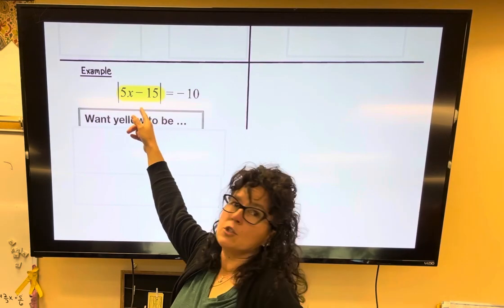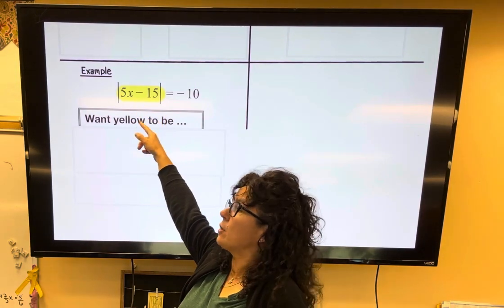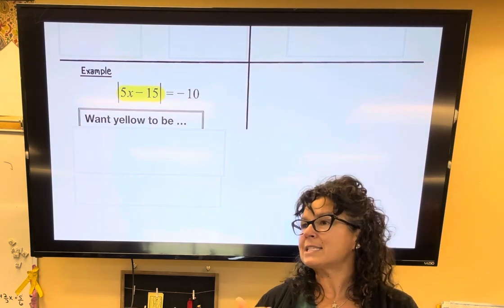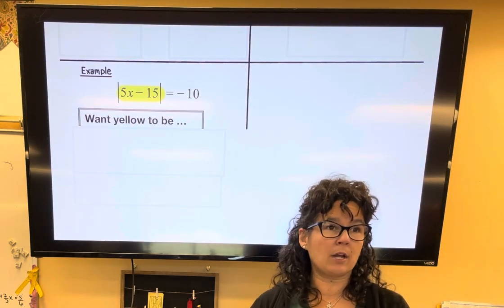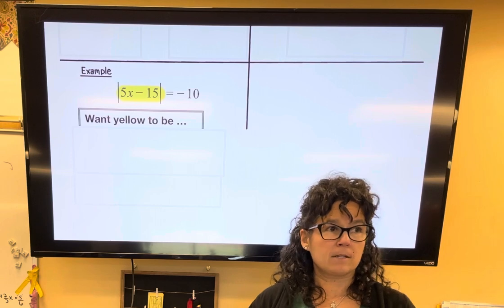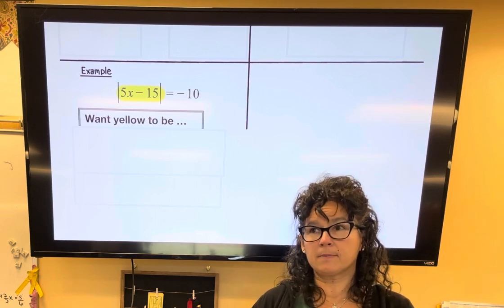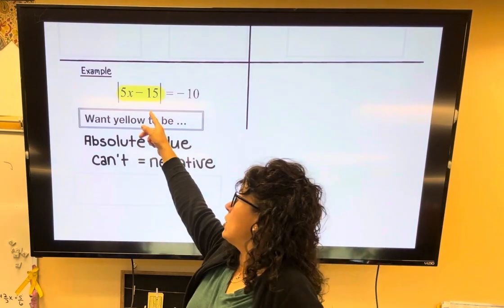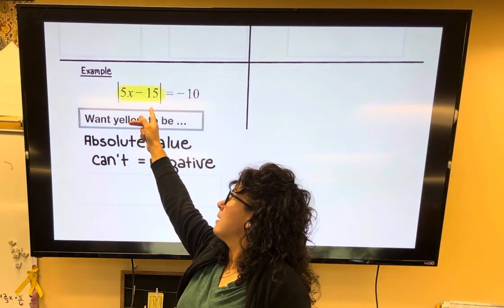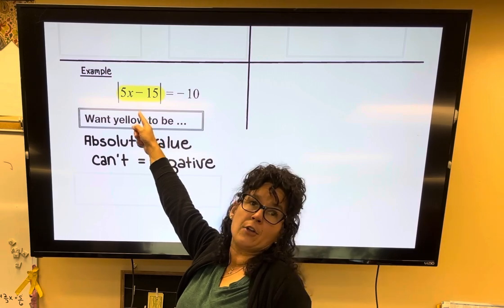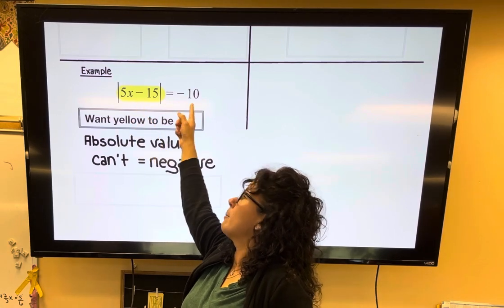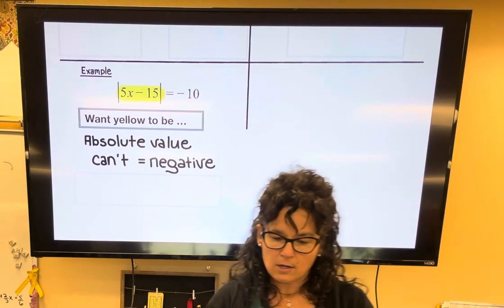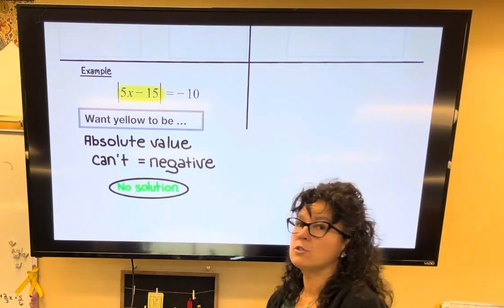would we want the yellow to be so that the absolute value of that number is negative 10? Well, what does an absolute value do to the number? It's going to make it positive. So this is impossible. There's no number that I could put inside the absolute value and have the absolute value of that number be negative 10, because the answers to absolute values are positive, which means this one is no solution.